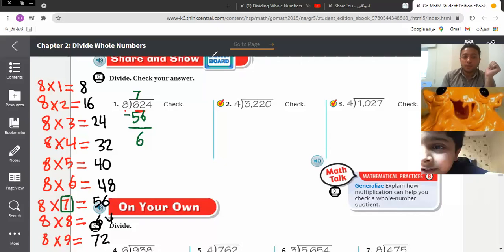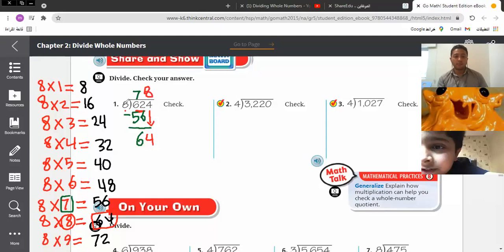Then we need to drop 4 down here. Can you see it? Yes, I can see. Now 64 divided by 8. Check the black numbers. How can you get 64 from table 8? 8 times 8 is 64. So 64 divided by 8 is 8.